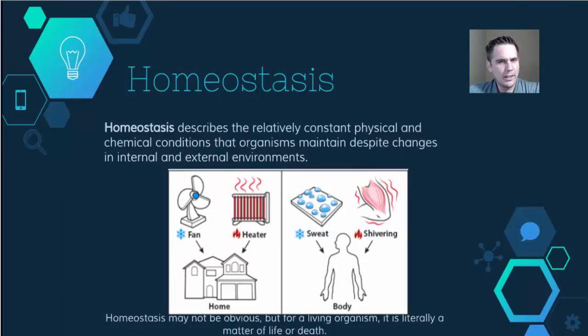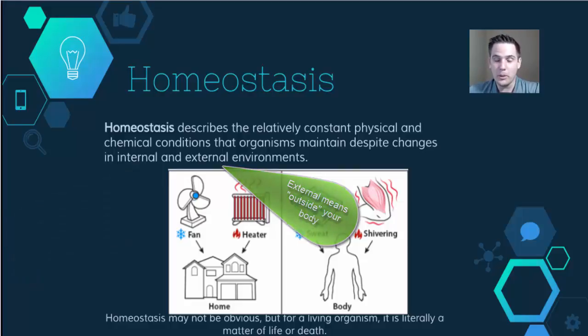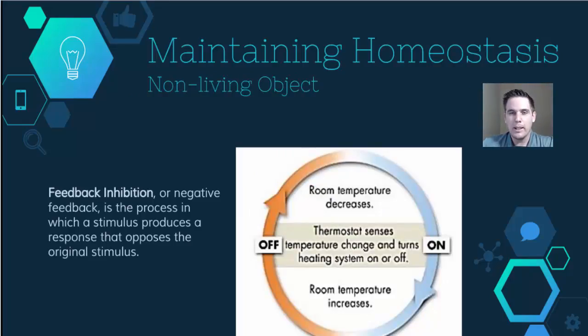So how does this tie into homeostasis? Well, homeostasis, if you remember, describes the relatively constant physical and chemical conditions that organisms maintain despite changes in internal and external environments. So all of your systems, like your respiratory, your circulatory, excretory, all these different systems, they have a kind of a primary way of behaving, but sometimes things happen that force them to change. But before I get too deep into examples, let's clarify further what homeostasis is.